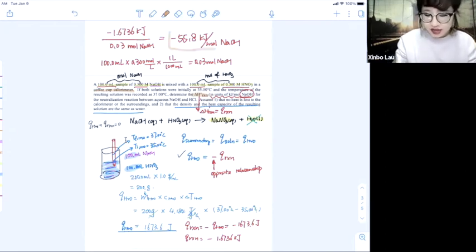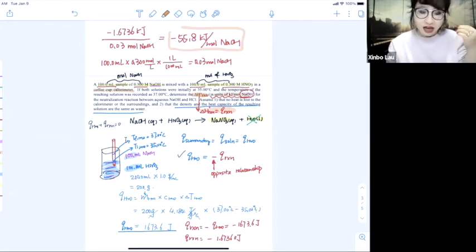So then we just calculated delta H, right? We know delta H equals Q, and unit wise it is kilojoule per mole. So now we just calculated that if we have 1 mole of sodium hydroxide reacting with 1 mole of that nitric acid, how much heat it's going to release is 55.8 kilojoules. So that's what this question is about.